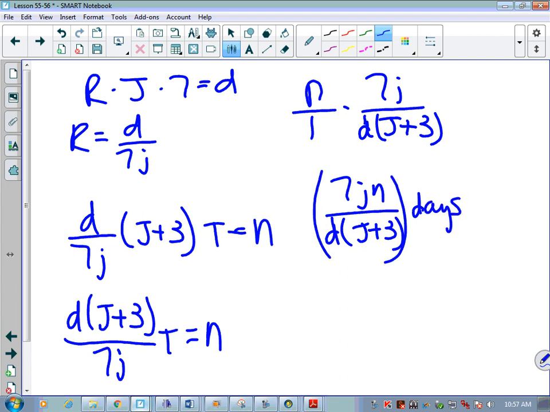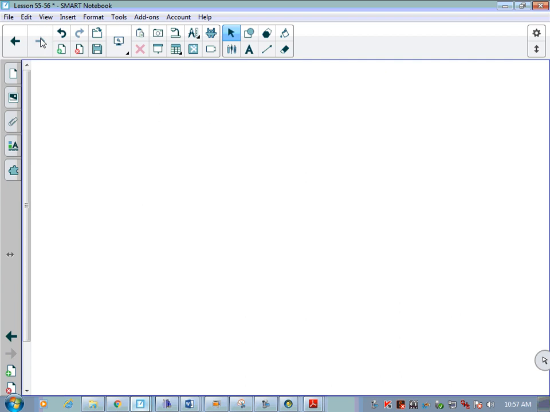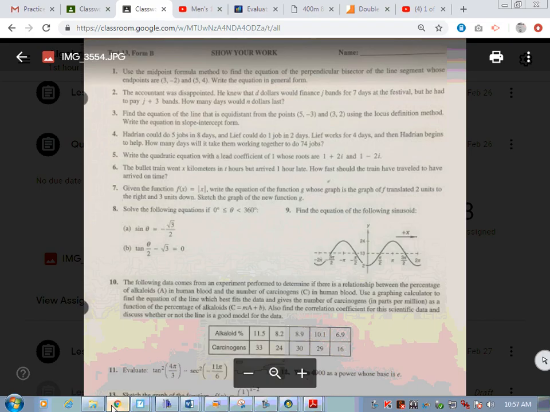Okay, so that's our answer right there. Did we get that? Great. All right, rather than try and erase, because it doesn't like to erase, we're just going to move to a different page and go to number 3. Find the equation of a line that's equidistant from the points (5, -3) and (3, 2). Use the locus definition method. Write the equation in slope-intercept form.